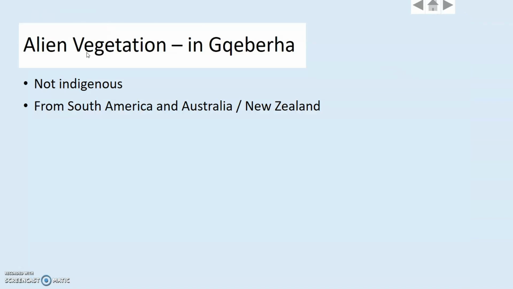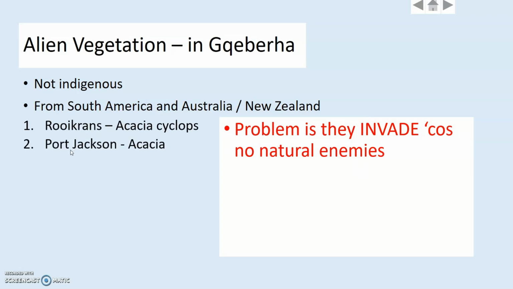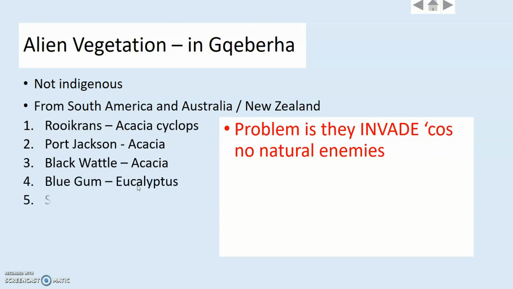Alien vegetation. These are plants that are not indigenous, and the ones I'm going to show you are either from South America or Australasia, Australia and New Zealand. And the problem with them is they invade. We call them invaders, and they do this because they have no natural enemies. The ones you're going to see are the Rooikrans, Port Jackson, black wattle. These are all types of acacias. The blue gums, a type of eucalyptus, sesbania, and prickly pears.